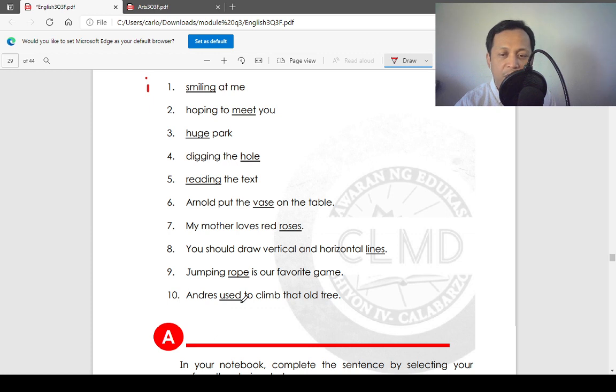Now number 10, for the last number, the underlined word is use. Okay? Andres used to climb that old tree. Again, Andres used to climb that old tree.